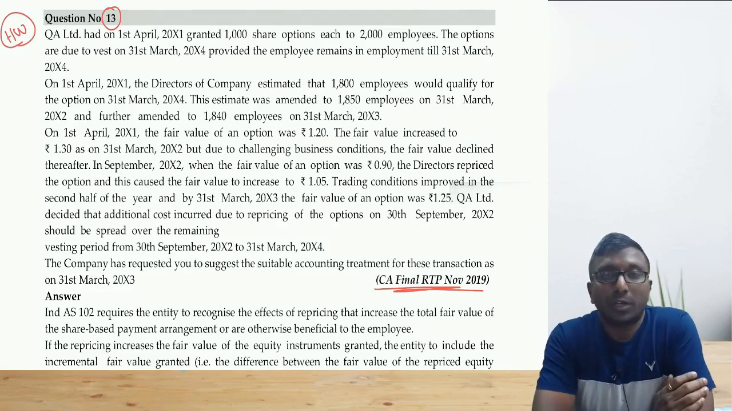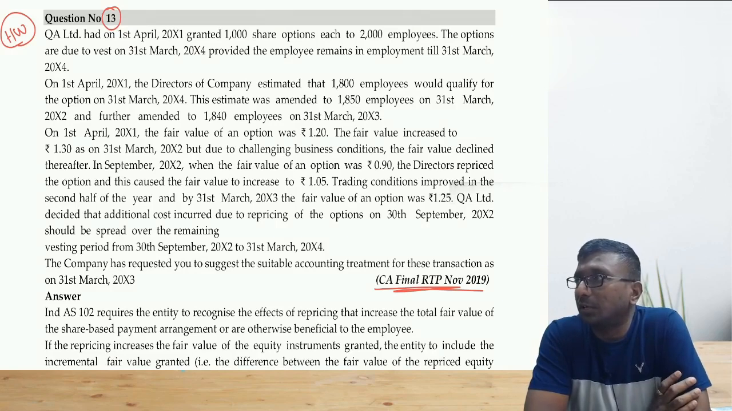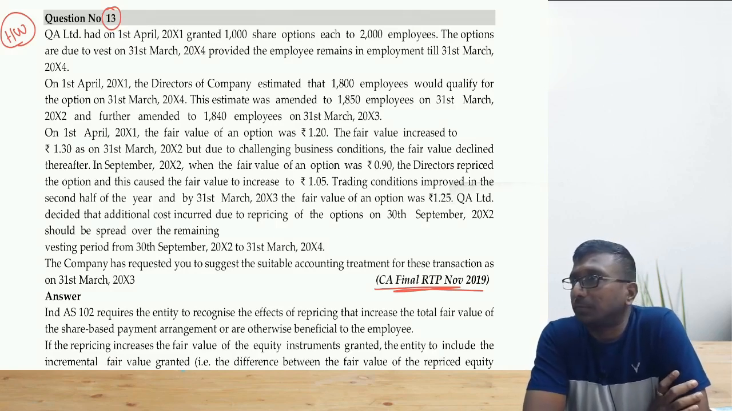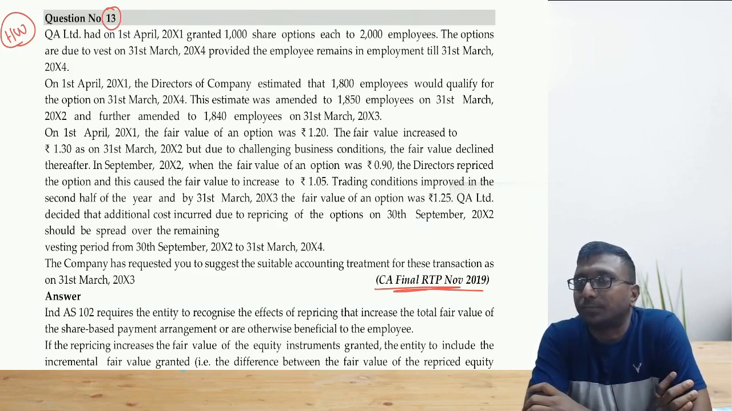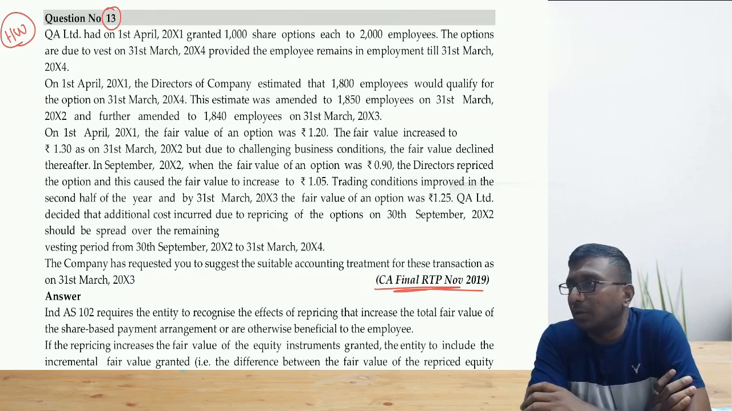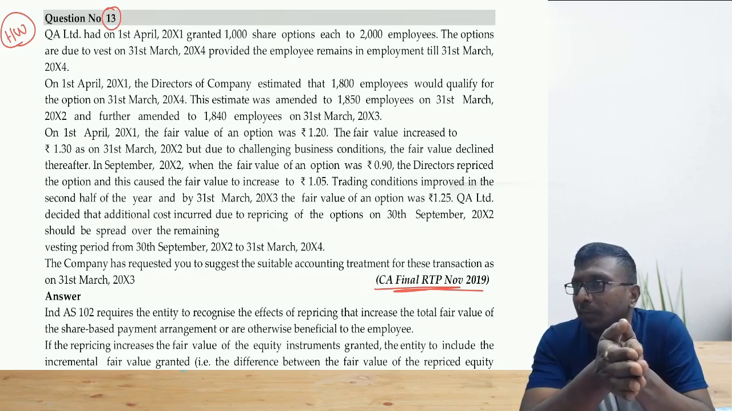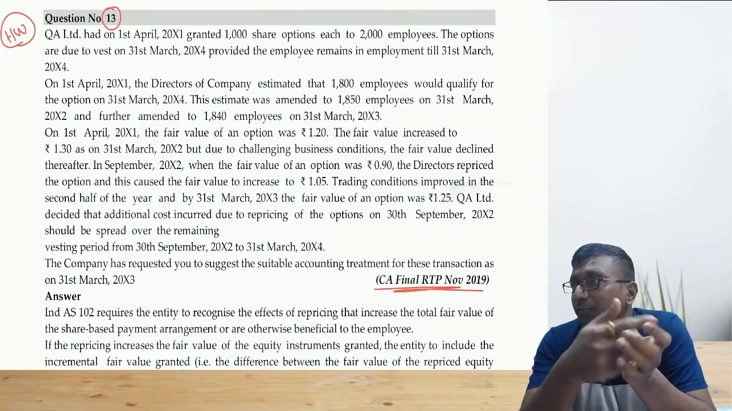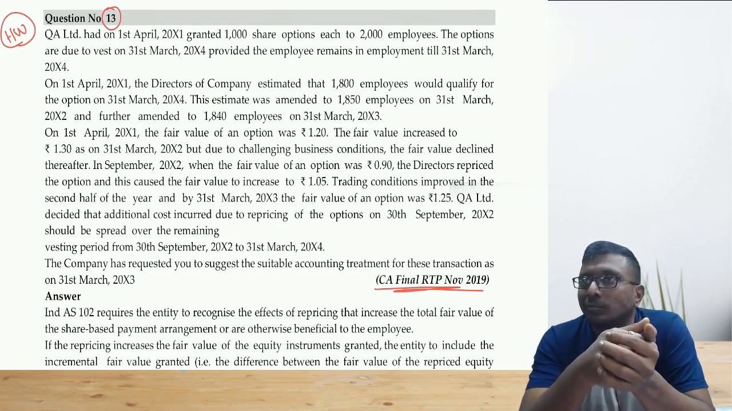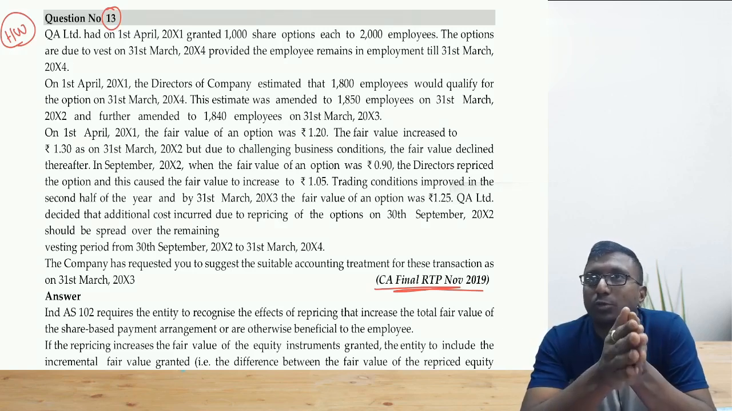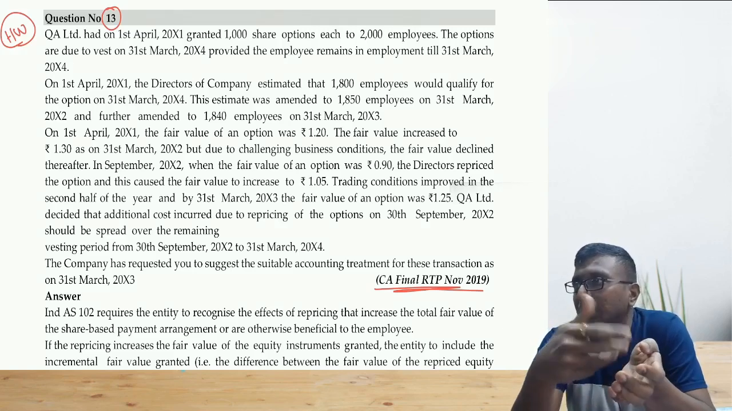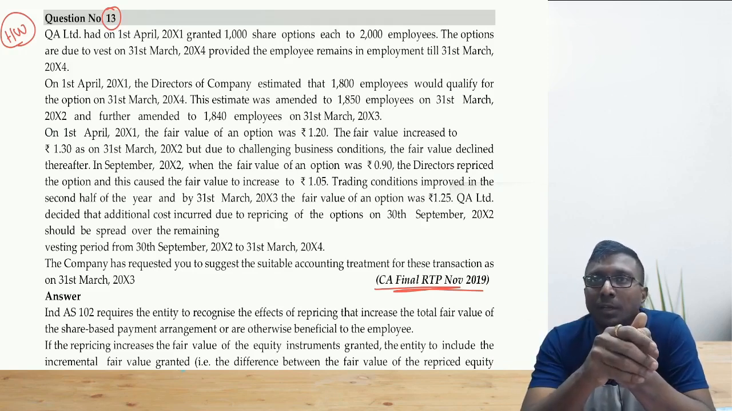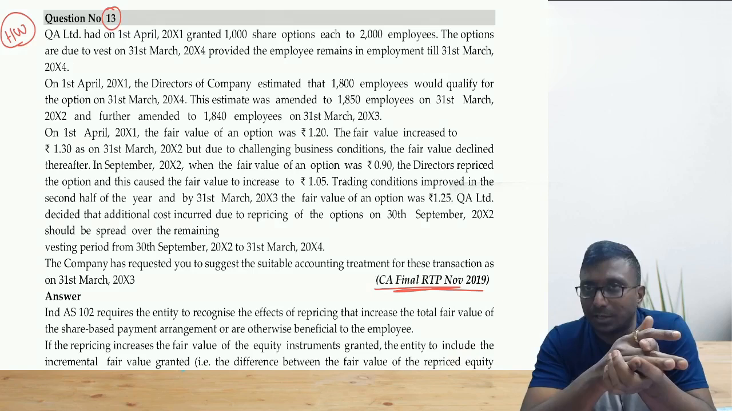Yesterday we started with modifications, correct? Modification means it can be a favorable or unfavorable modification, favorable or unfavorable to employees, basically. The period can increase or decrease, the number of shares may increase or decrease, or the exercise price may be reduced or increased. Targets may be reduced. Anything can happen. Any change in terms and conditions is equal to a modification.